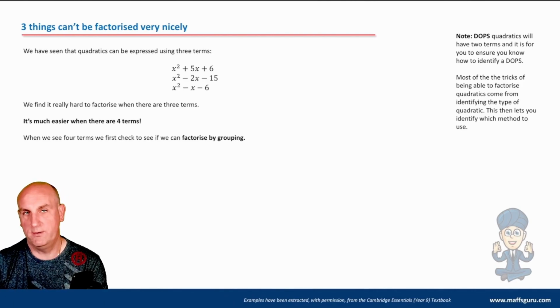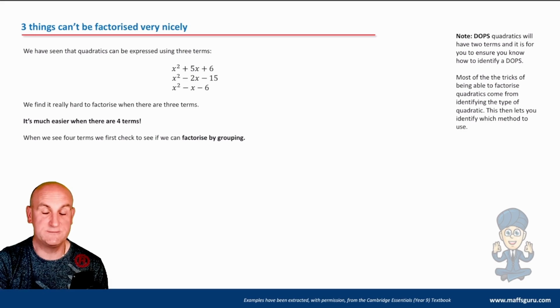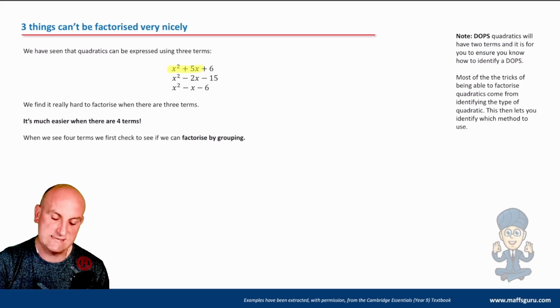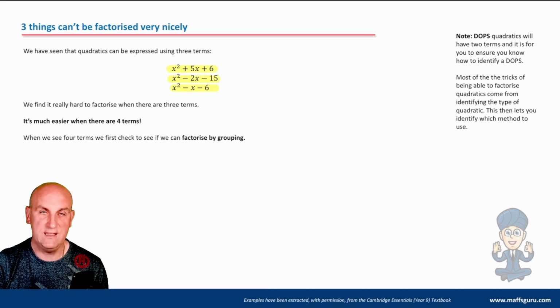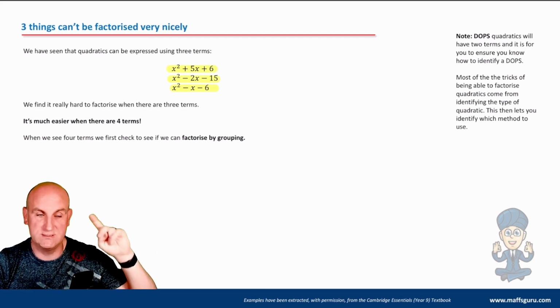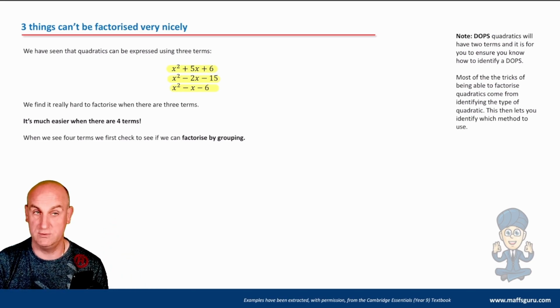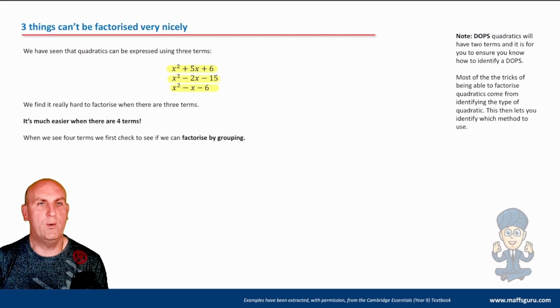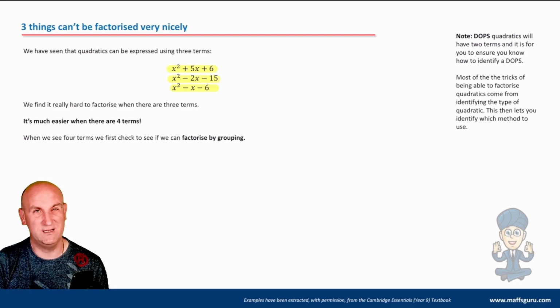But we have a problem. We found that three terms can't be factorized very nicely, which is pretty much where I started the last video. I've got three terms there, three terms there, and three terms there. Wouldn't it be nice if I could turn three into four? Every time I do that it reminds me of the Spice Girls' 2 Become 1, but then I'm showing my age and my musical taste, and I'm so sorry. But anyway, I digress. What we notice is that three terms is pretty hard.